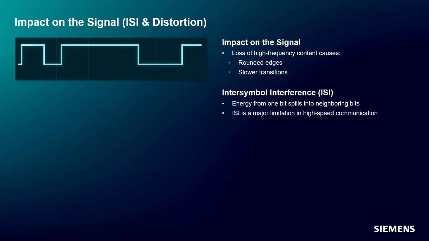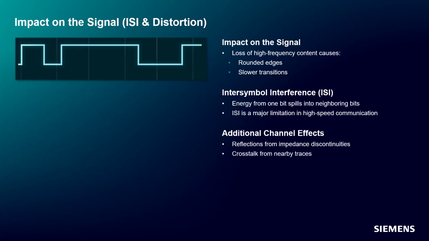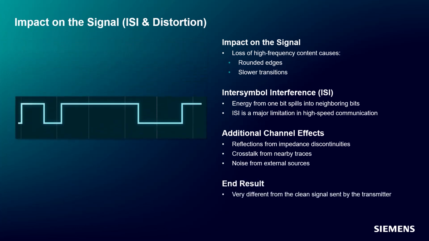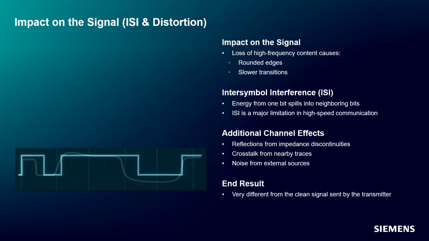In addition to frequency-dependent loss, the channel also introduces reflections due to impedance discontinuities, crosstalk from neighboring traces, and noise from external sources. So the signal that reaches the receiver is not the clean digital waveform that left the transmitter. It is a distorted, attenuated, and noisy version of that waveform.